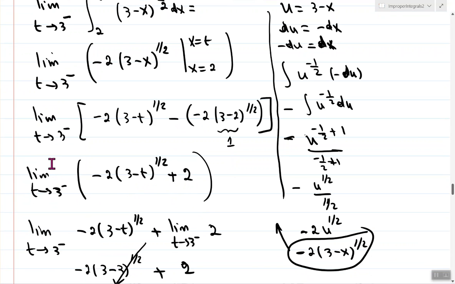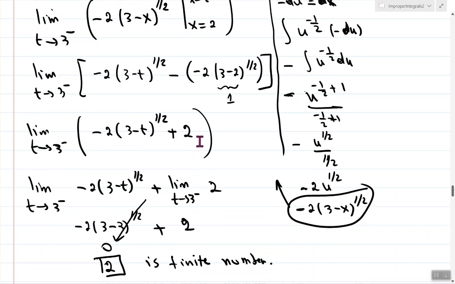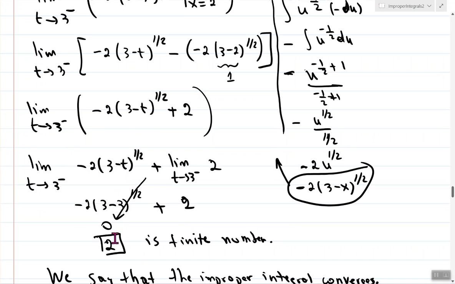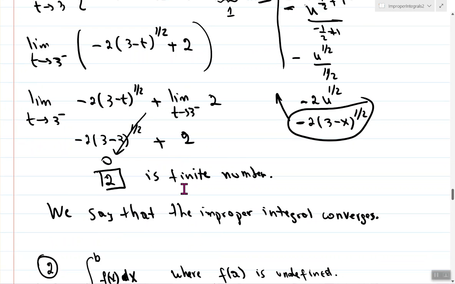Then since I'm bringing my limit down, now I can take the limit. So you take the limit of the first expression plus the limit of the second expression. Since this is a constant, the limit of a constant is always a constant, so the limit of 2 is 2. Here, when t approaches 3, basically you're picking numbers near 3 from the left, like 2.999, which give you a small number that is closer to 0. So basically this will go to 0. 0 times negative 2 is 0. 0 plus 2 is 2. So 2 is a finite number. Again, we say that the improper integral converges because the 2 is a finite number. So that was case 1.